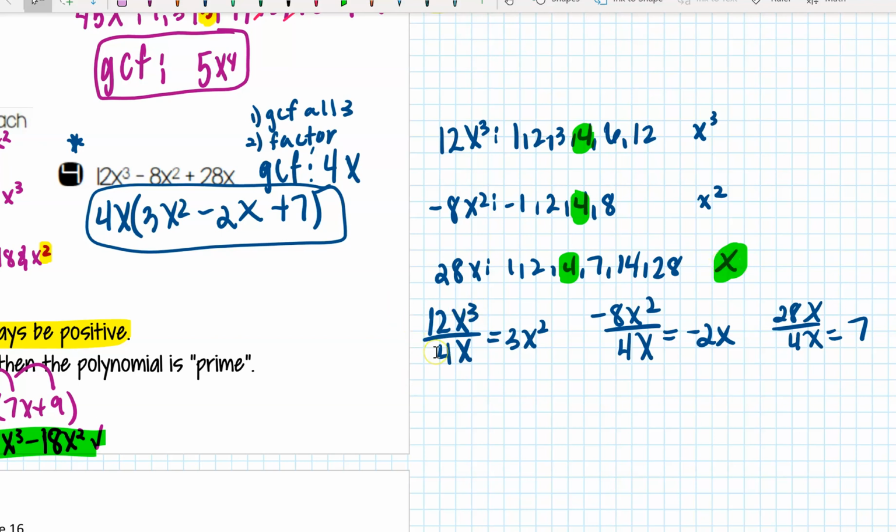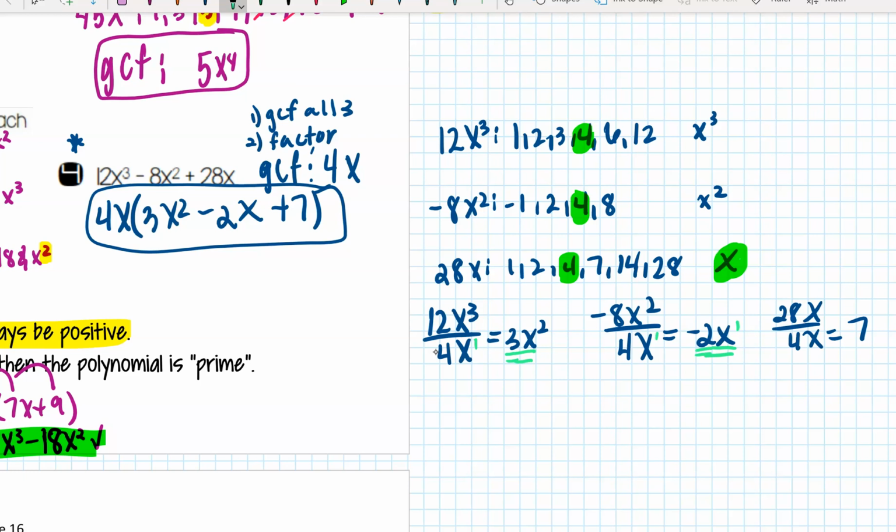And then I take my division, so the 12x cubed divided by 4x. 12 divided by 4 is 3. X to the third over x to the first, 3 minus 1 is 2. So exponent properties, they didn't go away. Negative 8 divided by 4 gives you this negative 2. And then x squared over x to the first, 2 minus 1 gives you 1, so negative 2x.